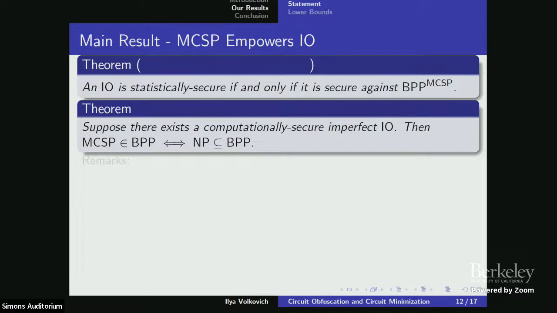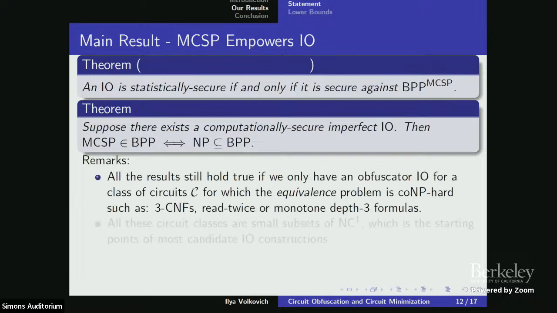So a few remarks here that I would like to point out. We talked about IO, and in all of those results, we kind of assumed that we have IO for all circuits, but as it turns out, you don't need that to get those results. You don't need an IO for all circuits. It's enough to have IO for much smaller circuits like 3-CNFs, and all you need is a circuit class for which the equivalence problem is going to be hard. And as it turns out, these are much smaller, for example, 3-CNFs or bitwise XOR.